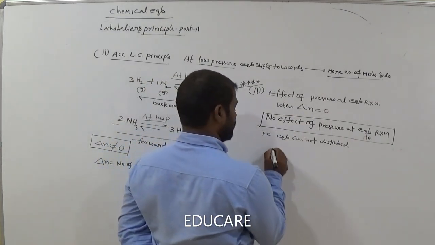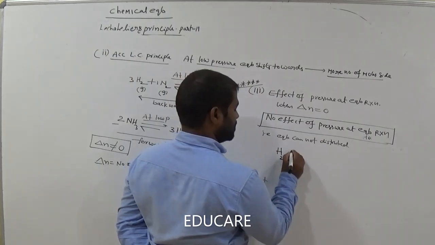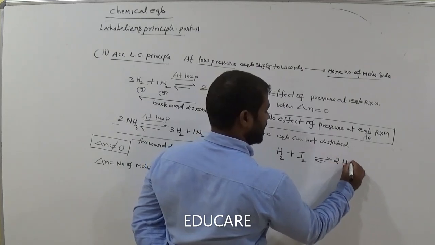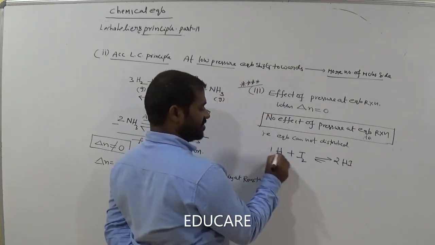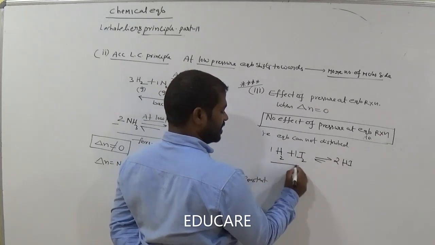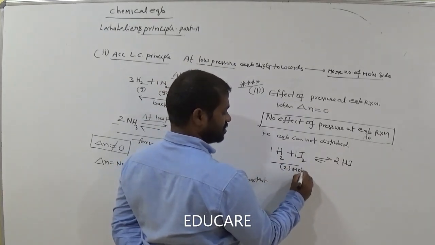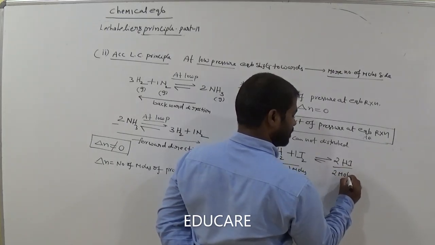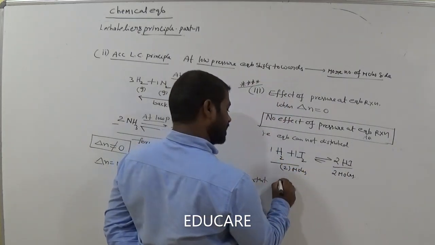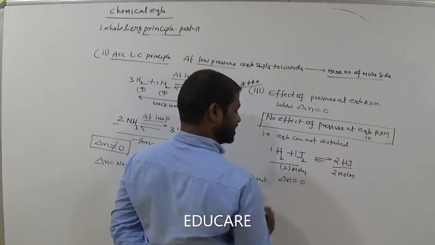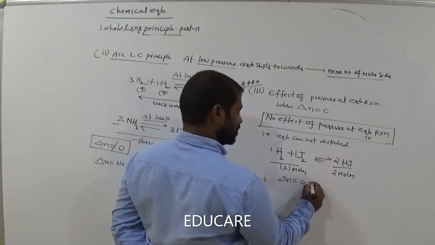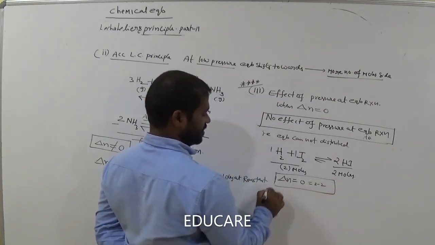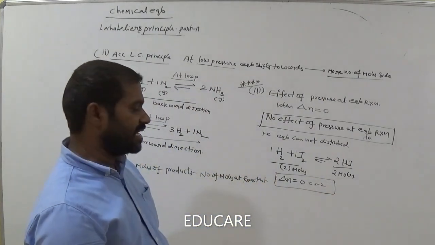So let's see the example. H2 plus I2 is reversible to 2HI, am I right? How many moles do we have on the left-hand side? 1 plus 1, 2 moles. On the right-hand side, how many moles? We have 2 moles. Now what about the delta n value here? Delta n is equal to 0, because 2 minus 2 equals 0, am I right?